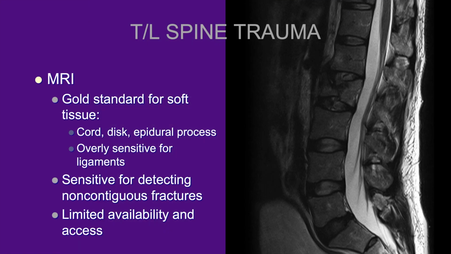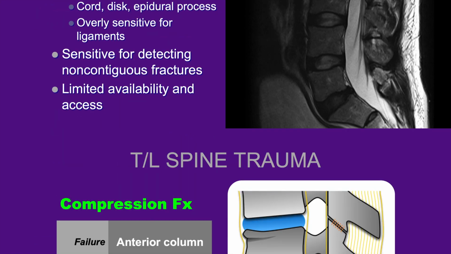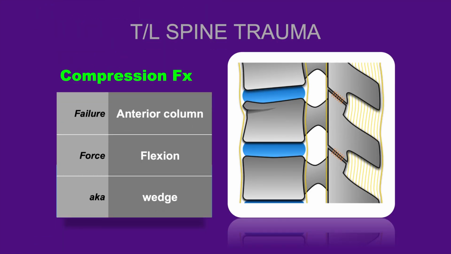For these reasons, MRI has a large role to play in diagnosis of thoracolumbar injuries, giving us better delineation of the soft tissues and ligaments, and is very sensitive for detecting multiple non-contiguous fractures. However, we know that there's limited availability of this resource at many medical centers. Let's look at some actual injury patterns.